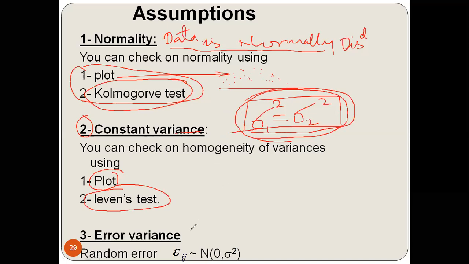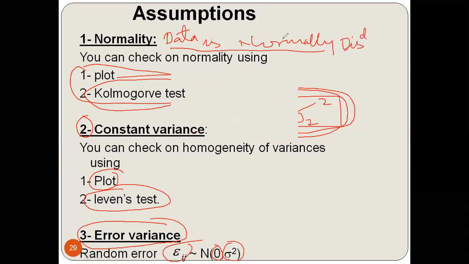The last one, the error variance. The error is distributed normally with a mean of 0 and with error variance. So these are basically some of the assumptions.